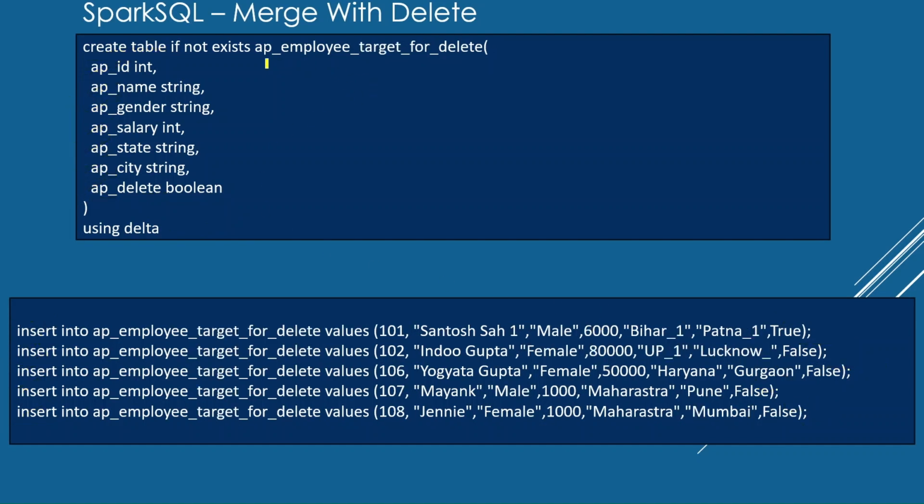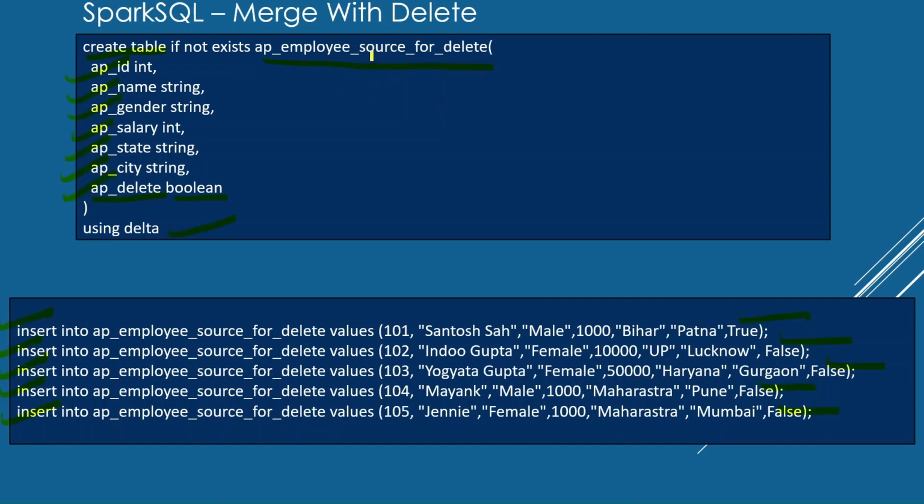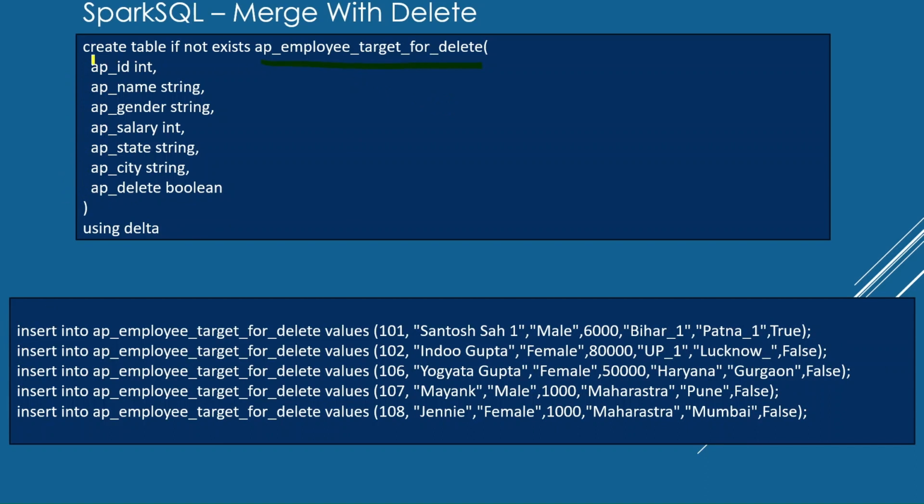Here I am also going to create one more table. This is the target table and this was the source table. We are creating it with the help of a create table command. Here we are also creating 7 columns. It also has one AP delete column which is of a boolean type. Here I am also inserting some records in it, and we are just putting the boolean values. So let me create these two tables and then we are going to merge these two tables with delete also.